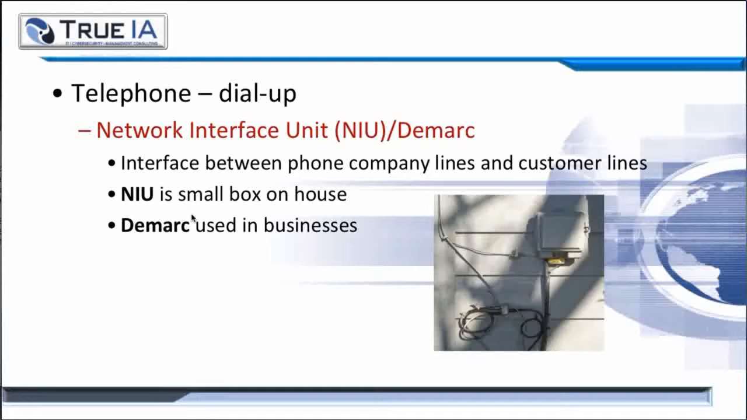Also, when using plain telephone lines, you don't have the CSU-DSU. You have what's identified as the NIU and the DMARC. The NIU is a small box that usually you'll see on the side of your house. DMARC has the same premise, it serves the same function, it's just that's what they call the same connection for a business.